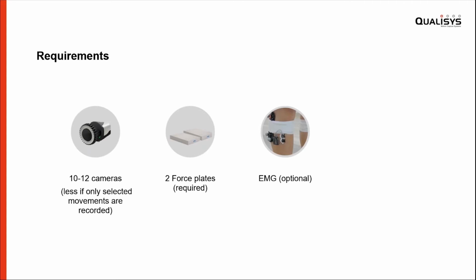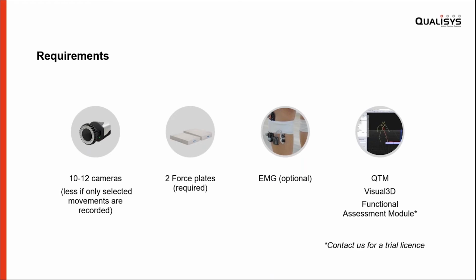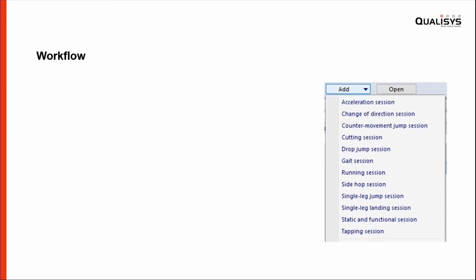You can optionally also add EMG. So the reports are prepared to display EMG data as well. And of course, you need our QDM software, Visual 3D, and the module itself. If you don't have a license for it, contact us. We're happy to provide trial licenses, of course, so that you can try it.